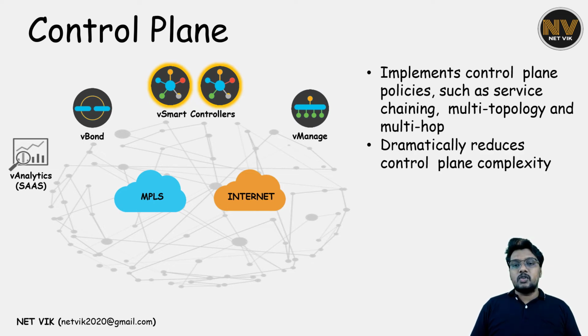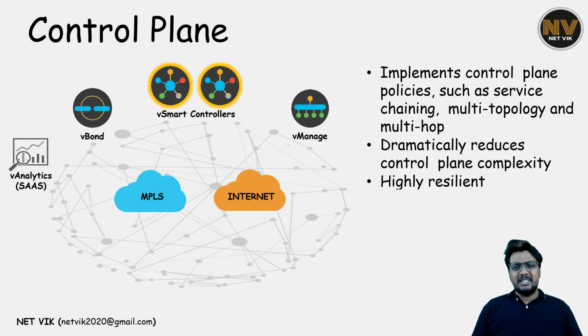Dramatically reduces control plane complexity. Since all the SD-WAN routers don't exchange routing information or other information directly between them, rather they always communicate via the vSmart, there is no need for direct peerings between the sites. Obviously, this reduces major complications in the control plane. Highly resilient, yes, we can have multiple vSmarts for redundancy purposes.